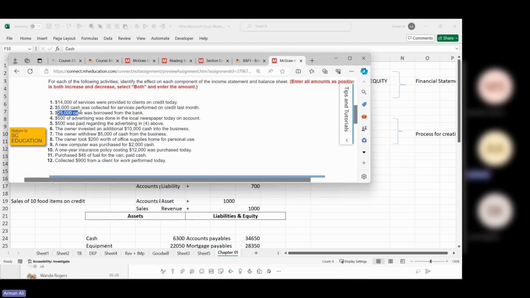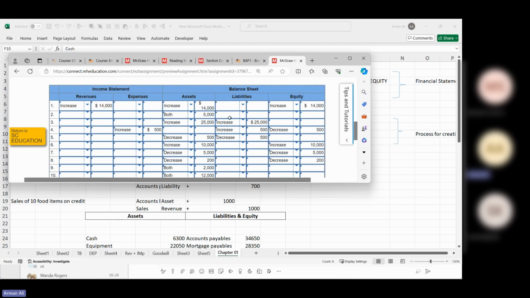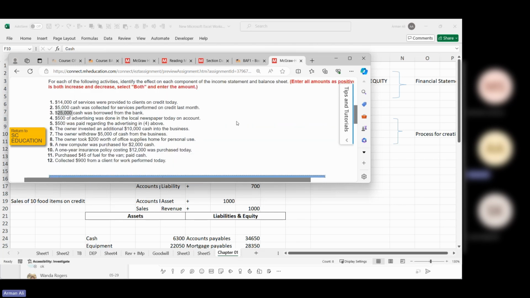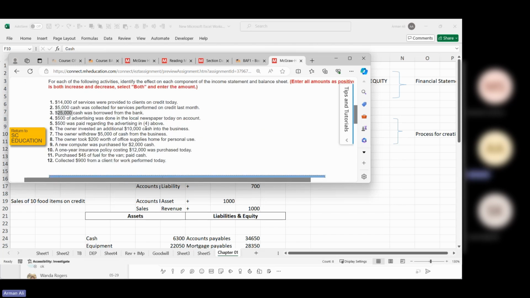Now I'm tempted to do a part three as well. 25,000 cash was borrowed from the bank. What is happening? Your liability is increasing because you're borrowing. So liability increase. Cash is an asset. Cash increase. So under asset, I will see 25,000. Oh, wow, it's increasing. Liability, 25,000 under liability increasing. So this is how you're going to do that one.